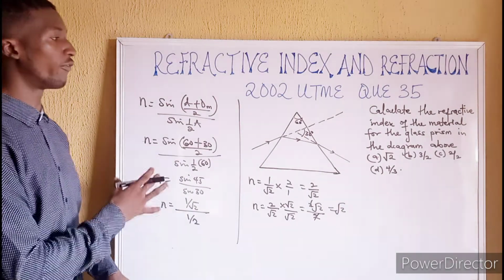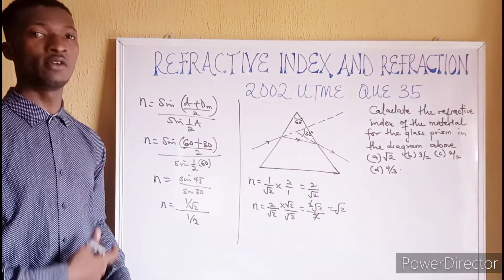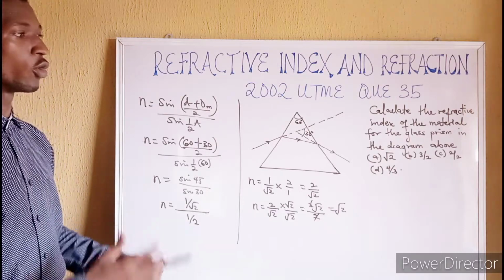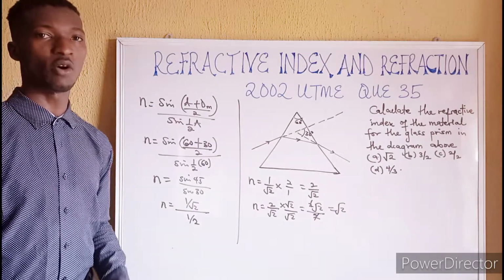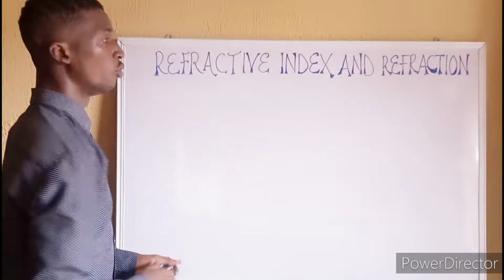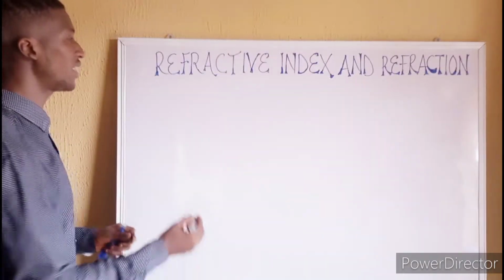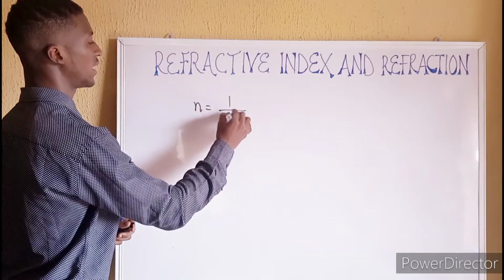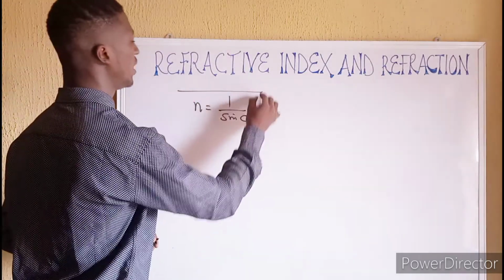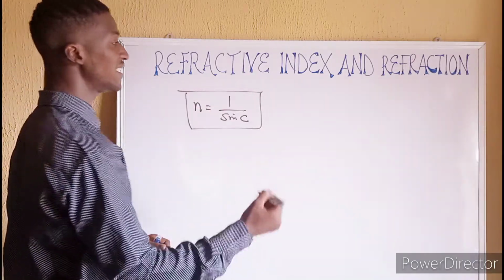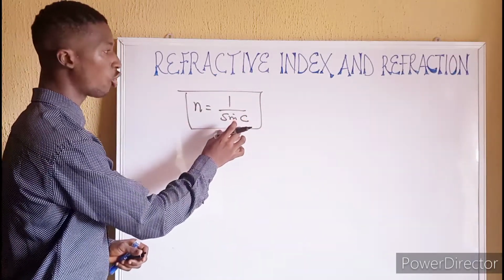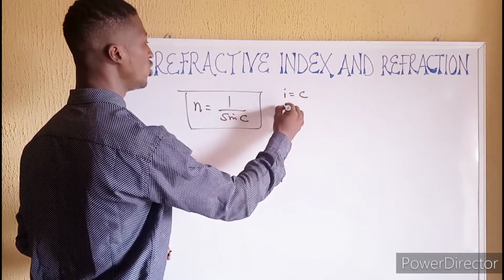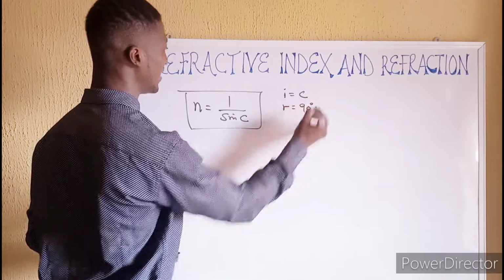So whichever method you find pleasant and can recall very well, you use that method. The last aspect we're going to consider now is what we refer to as the critical angle. When we are dealing with the critical angle, the refractive index is 1 over the sine of the critical angle. And how do we arrive at this? It's very simple, in the sense that the critical angle occurs when the angle of incidence is equal to the critical angle and the angle of refraction is exactly 90 degrees.